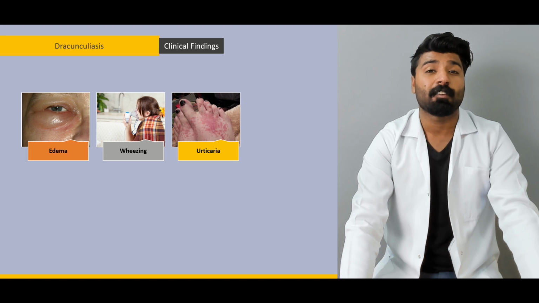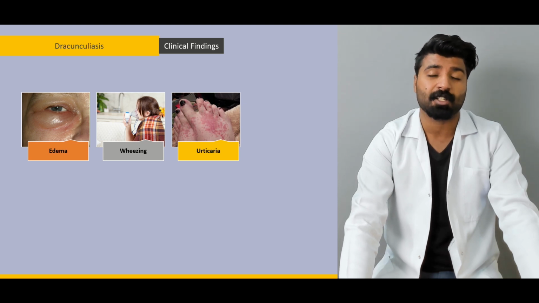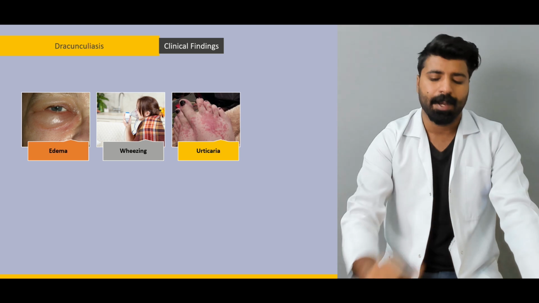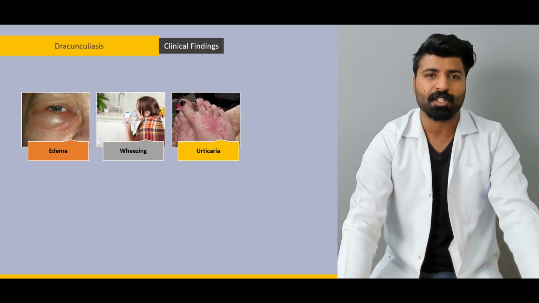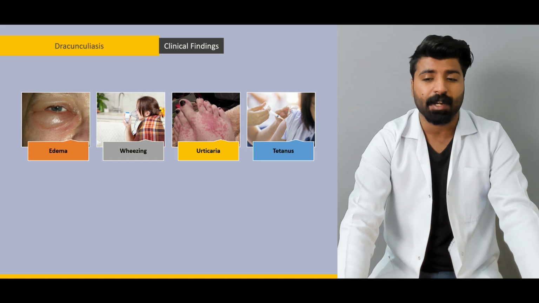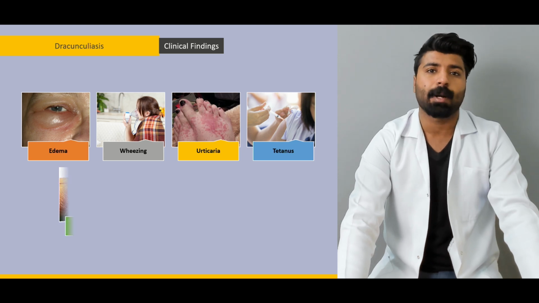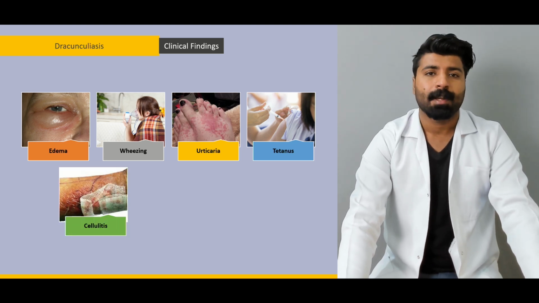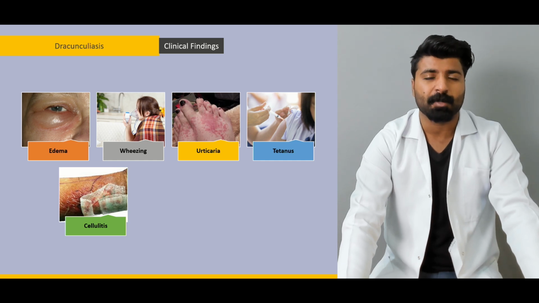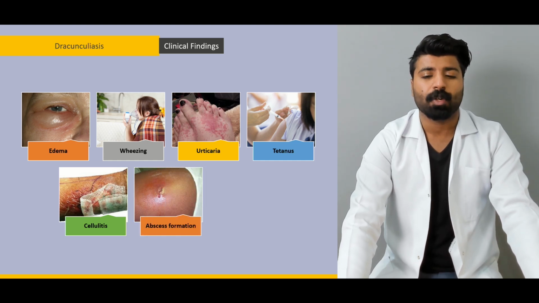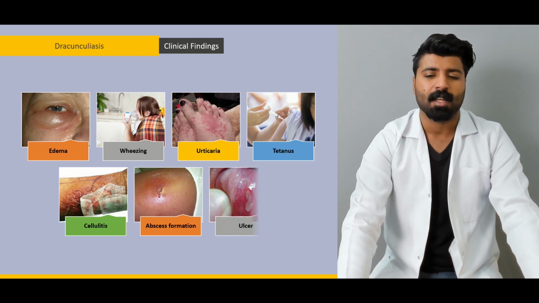Next on, there will be urticaria, because of skin manifestation. It's present right under your skin. It can cause many skin manifestations including urticaria. You'll go for the tetanus. Why? It can lead up to that. Tetanus is one of those clinical findings that you will have in this pathology. I know it's very drastic, but one might get it. Next on, you can have cellulitis in those areas which are being affected the most. Next on, you can get abscess formation in those areas. And last of all, you can get an ulcer formation.